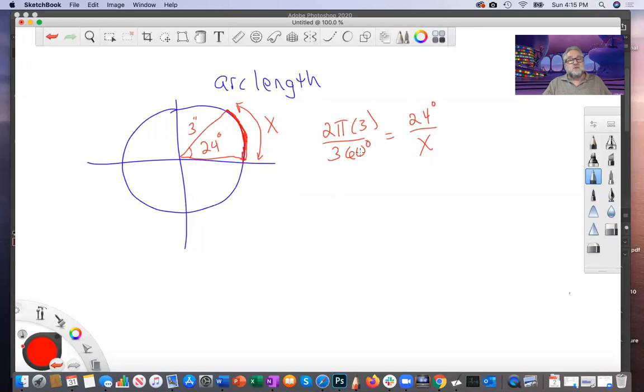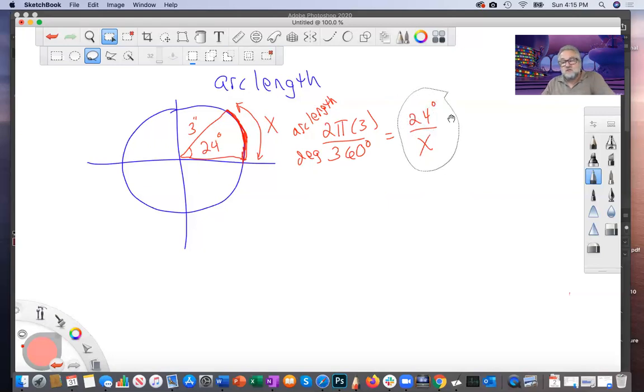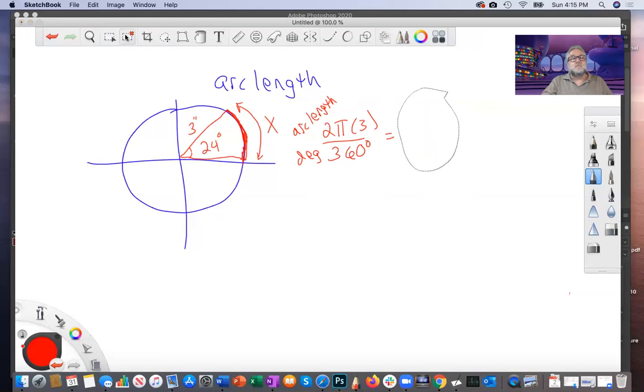No, because the degrees I have are down here in the denominator. So this is the degrees, and this is the arc length all the way around the circle. So I have to have arc length in the numerator and degrees in the denominator. I can't just flip it around like that. So this has to be arc length in the numerator, degrees in the denominator. So this will be 6 pi times 24. I'm going to cross multiply, equals 360x. So I did this times this, equals that times that. Divide by 360.